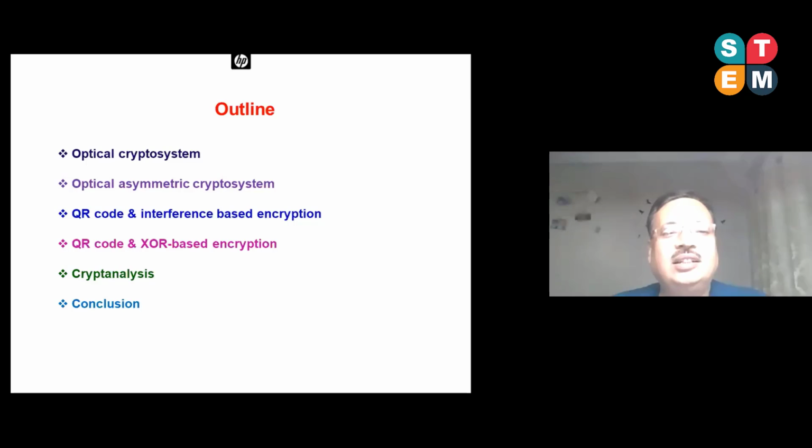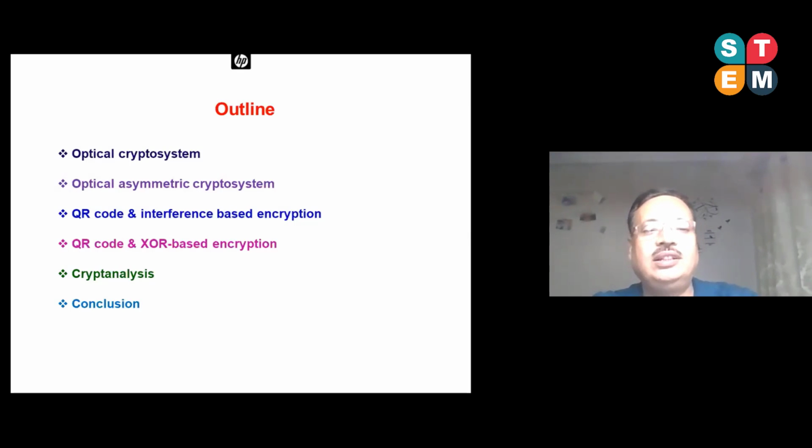I will also present some recent results based on the QR code, quick response code, and interference-based schemes, and we also optically implemented the quick response code and the exclusive OR operation. The most important thing about these schemes is that we have implemented them not using a laser, but using an LED light source, which is much cheaper, and it is a kind of alternative to the existing digital crypto system, which we envisage people will utilize in future. And in any crypto system, it is important to talk about the analysis or the security strength of the system. So we do cryptanalysis, and at the end we will conclude.